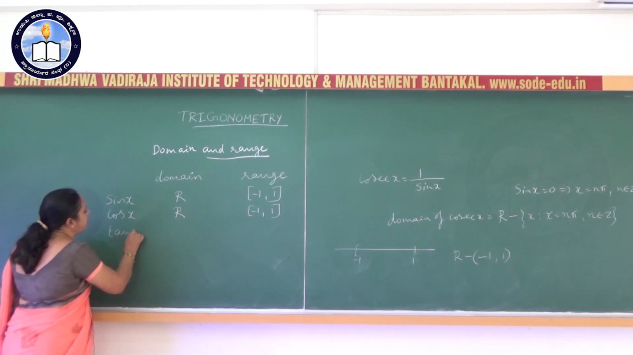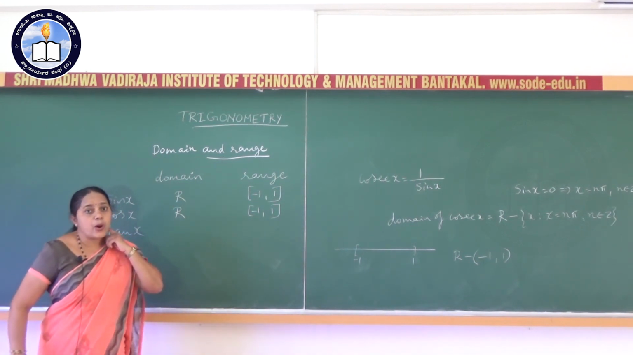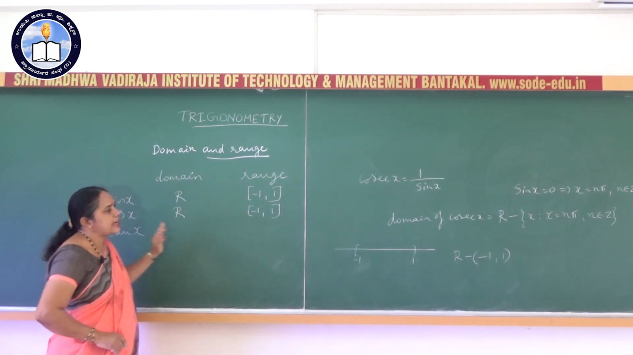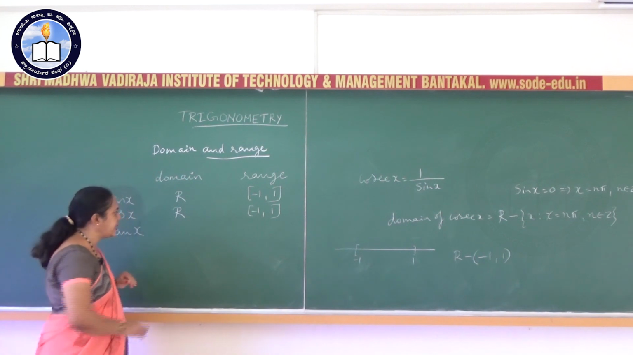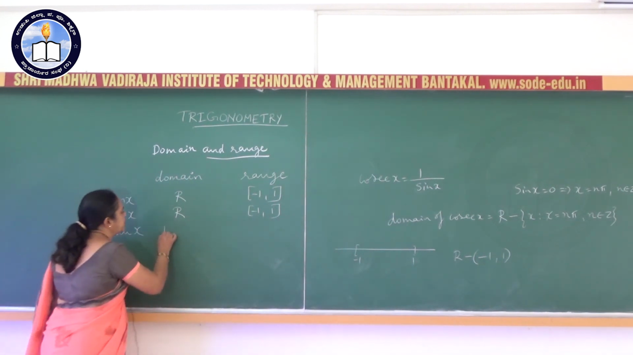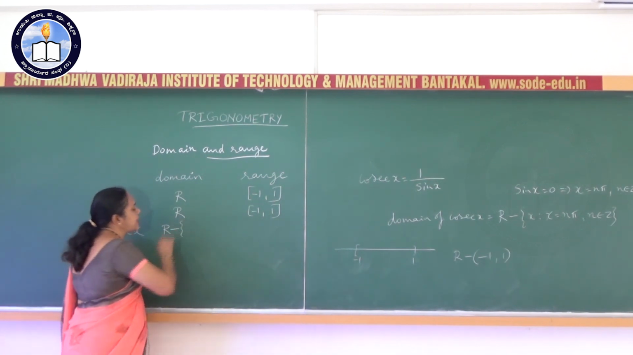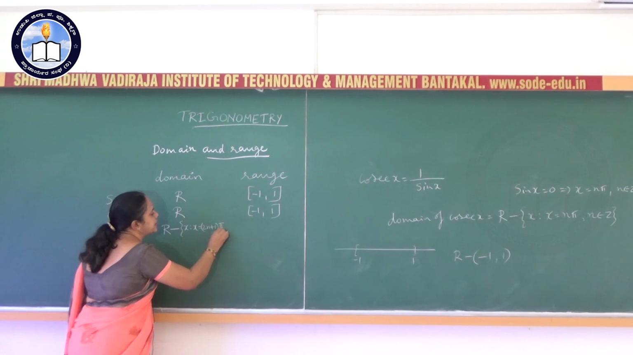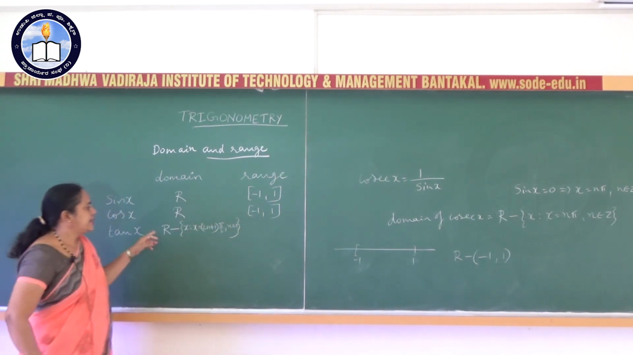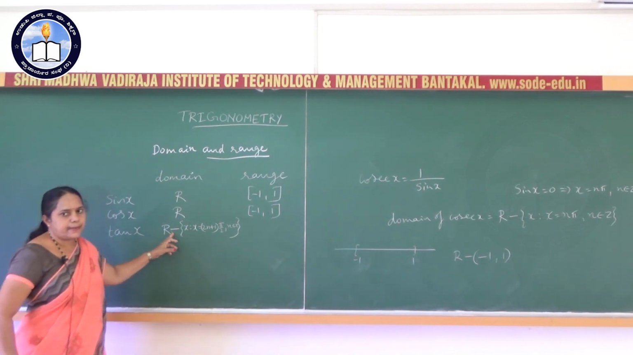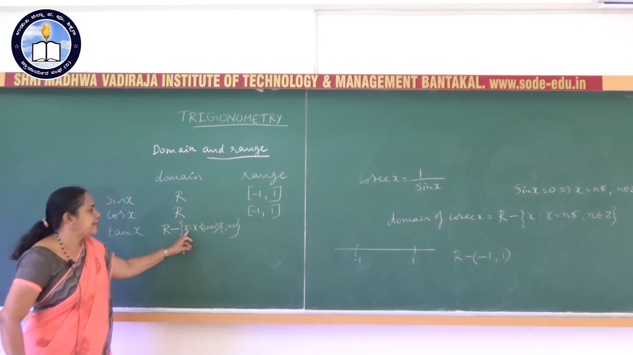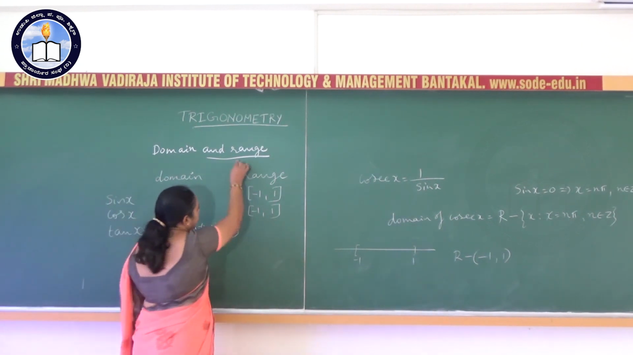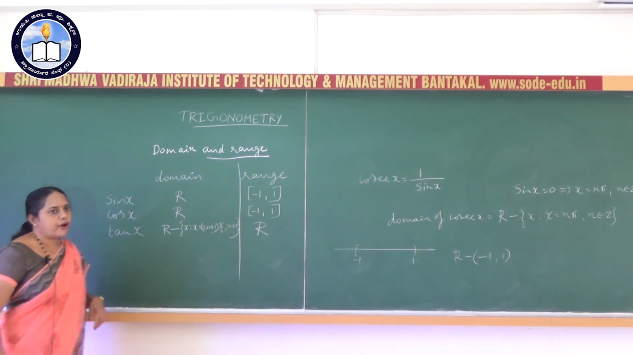Now, what is the domain of tan x? Tan x is defined for all x where cos x is not equal to 0, except where cos x is equal to 0, because the denominator can never be 0. So the domain of tan x is R minus x, such that x is equal to 2n plus 1 into pi by 2, where n is an integer. This is the domain of tan x: the set of all real numbers except the real numbers x such that x is equal to 2n plus 1 into pi by 2. And the range of tan x is R, the set of real numbers.